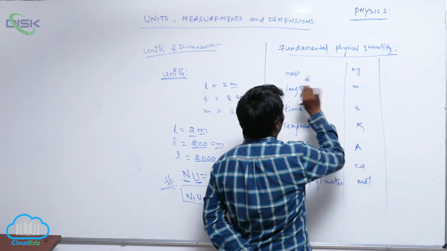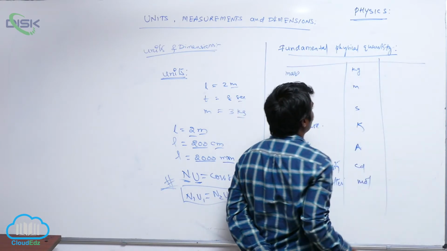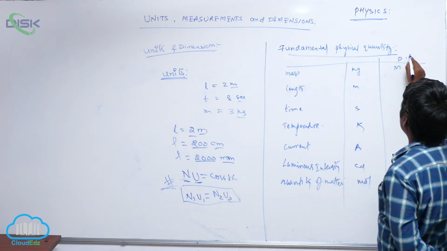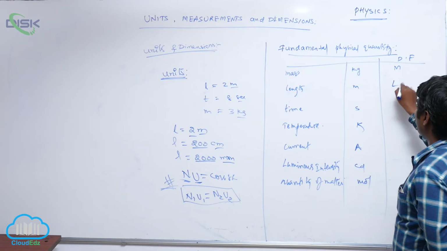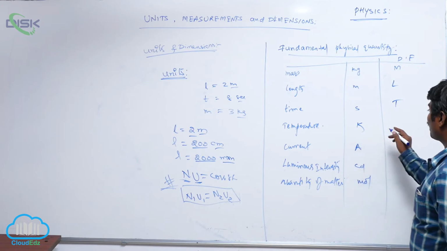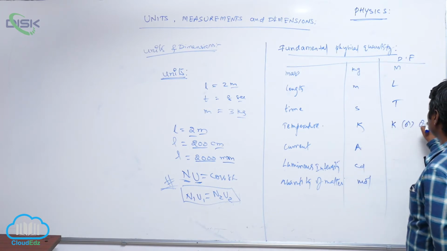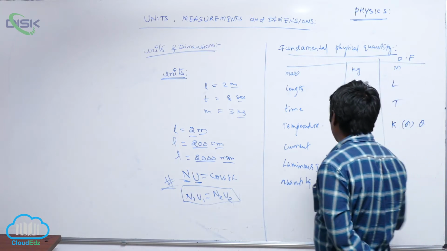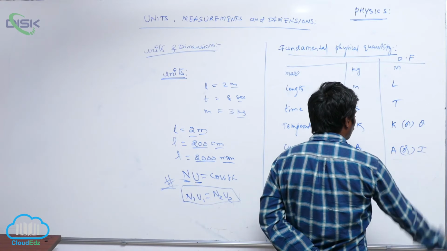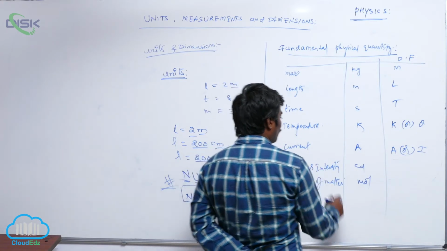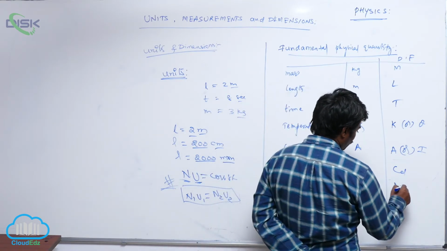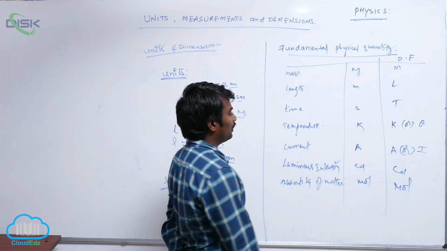Now dimensional formula of these fundamental physical quantities are: for mass dimensional formula is capital M, for length capital L, for time capital T, for temperature capital K, or sometimes we use theta, for electric current capital A, or sometimes we use I, for luminous intensity CD, for quantity of matter mole is the dimensional formula.